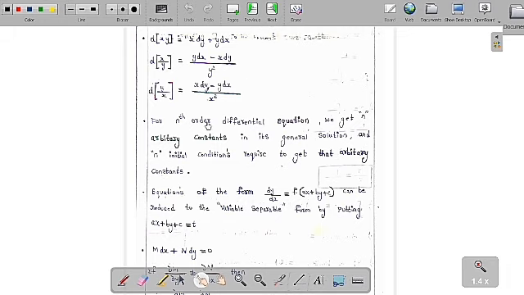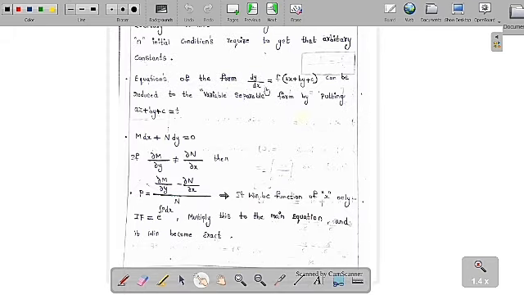Now for an nth order differential equation we get n arbitrary constants. For an nth order differential equation we get n arbitrary constants in its general solution, and n initial conditions are required to get those arbitrary constants. So if you take an nth order differential equation, definitely you are going to get n constants, and if you want the n constants, definitely you need n initial conditions. That is the meaning of this.